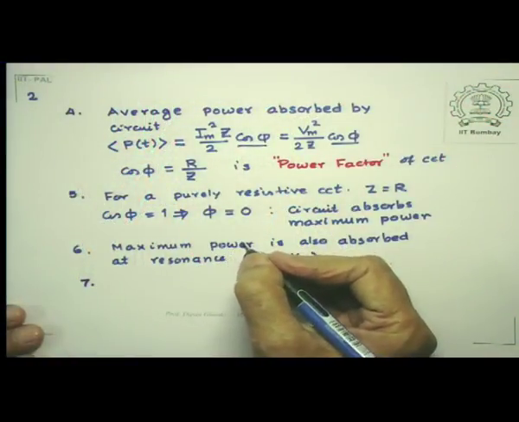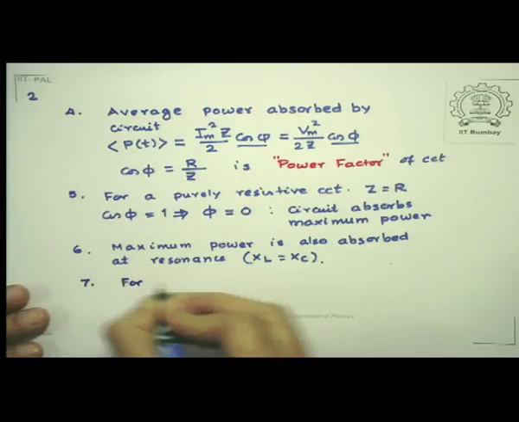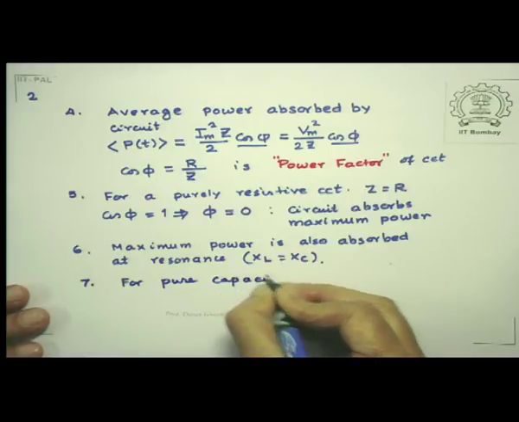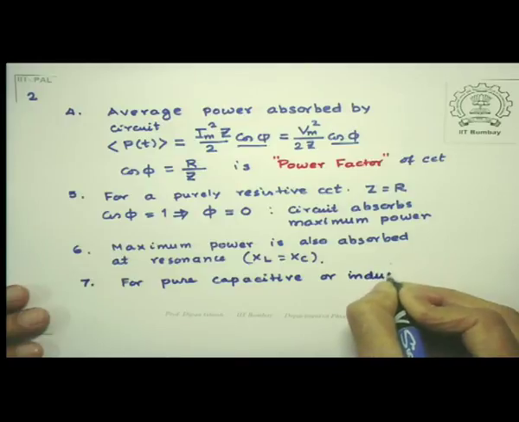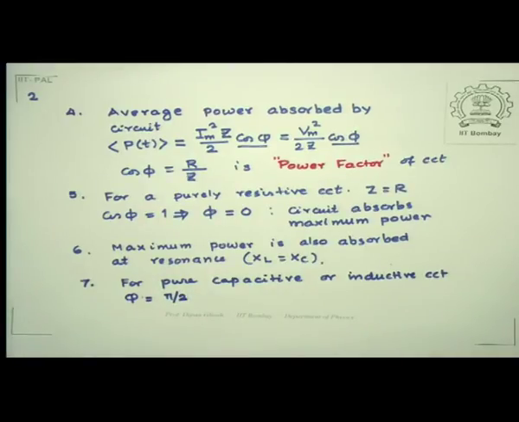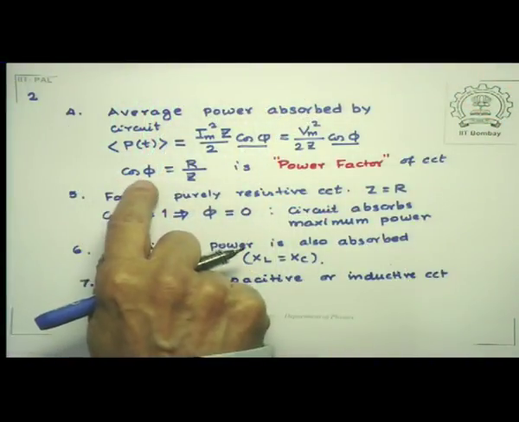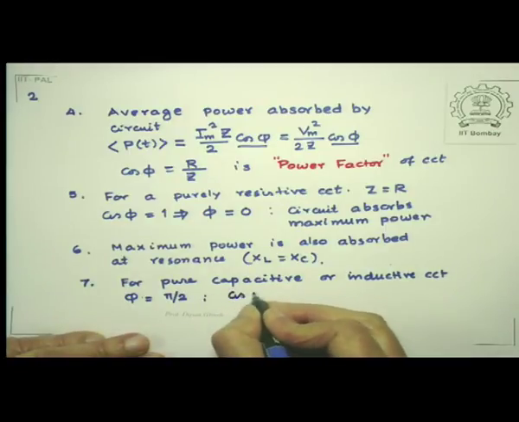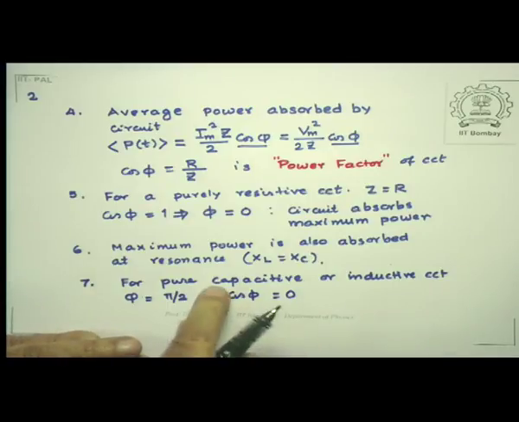We had also seen that the value of phi for a purely capacitive or inductive circuit is equal to pi by 2. In the former case, that is in the capacitive case, the current leads the voltage by pi by 2, while in the inductive case, the current lags the voltage by pi by 2. Now, in either case, cosine of phi becomes equal to 0. In other words, for either of these cases, namely purely capacitive or inductive circuits, no power is dissipated, and such circuits are known as wattless circuits.